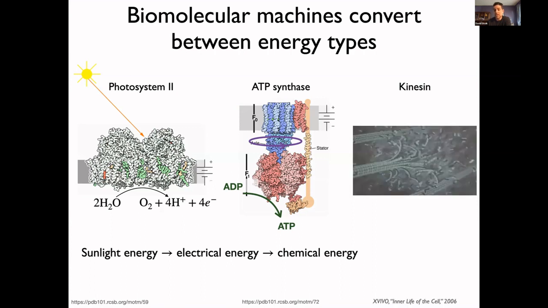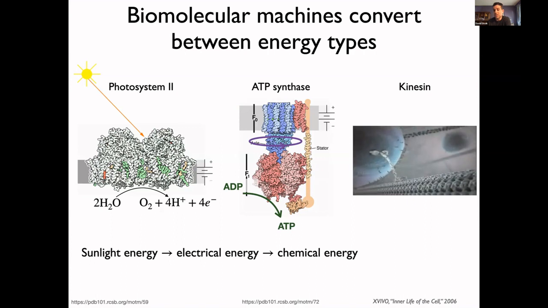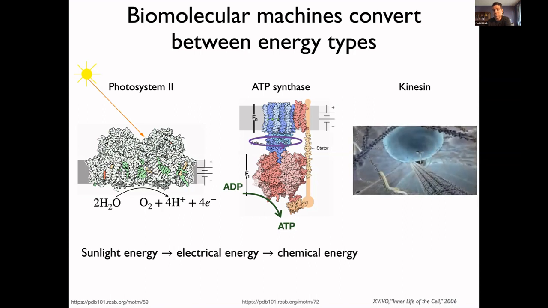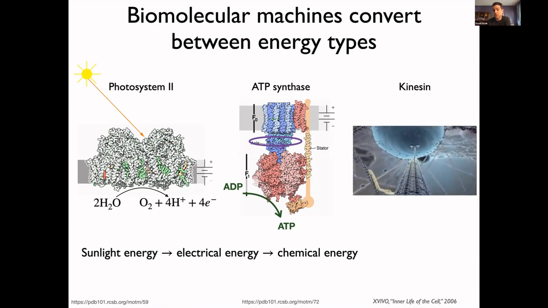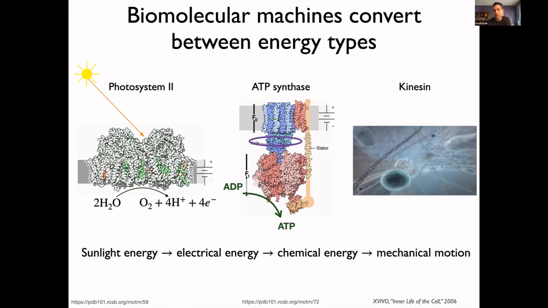So transport motors such as kinesin. Here's an artist's depiction of the motion of kinesin that hydrolyzes ATP, uses that free energy to then transport relatively large cargoes along cytoskeletal filaments in a directed fashion. So it's converting chemical energy into mechanical motion.